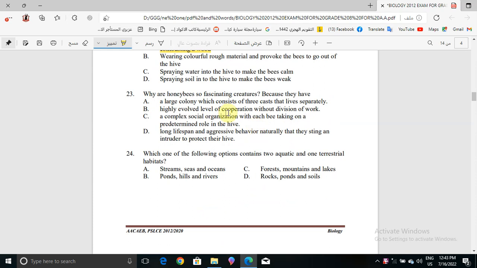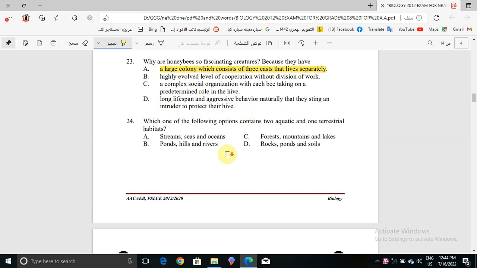Now question number 23. Why are honeybees so fascinating creatures? Because they have what? A large colony which consists of 3 castes that live separately, or highly evolved level of cooperation without division of work, or a complex social organization with each bee taking on a predetermined role in the hive, or long lifespan and aggressive behavior naturally that they sting an intruder to protect their hive. The correct answer will be a large colony which consists of 3 castes that live separately.